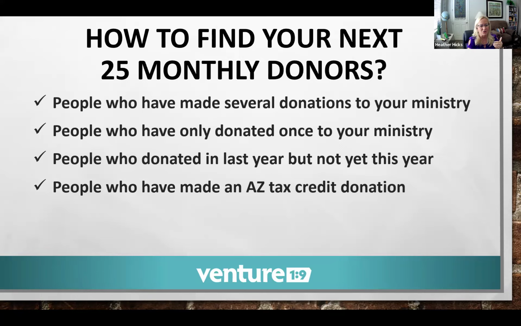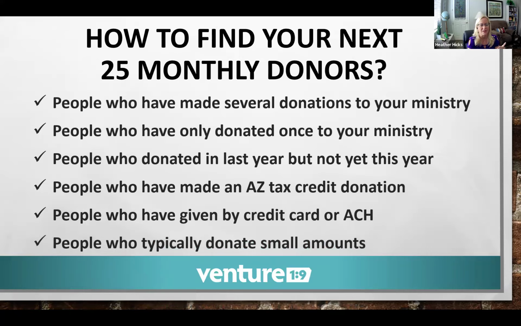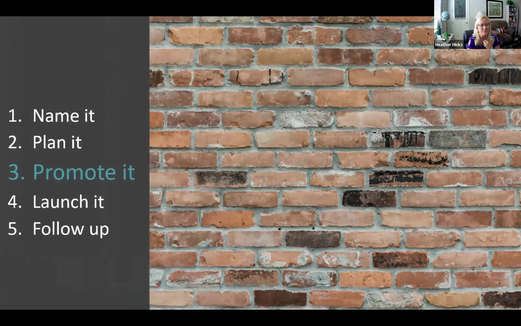So make that connection, that as they give a little bit amount, that goes to the monthly, your tax credit donation. People who've given by credit card or ACH in the past, maybe even check givers, people who've donated small amounts. Those are all great people that you can look into your CRM, into your data, and go, these are people to invite. Start with the people you know, win them, and you can really gain people that are your long-term monthly donors. So that's plan it.